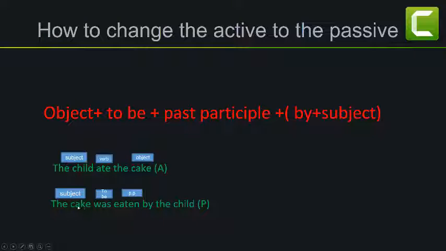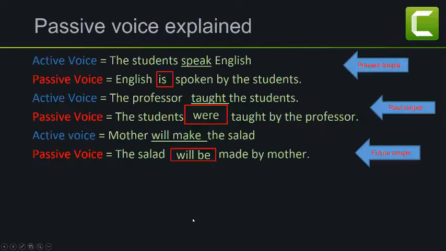So the cake was eaten, and we use by plus the child. The subject we put at the end. So the cake was eaten by the child. Passive voice can be used in all tense forms.